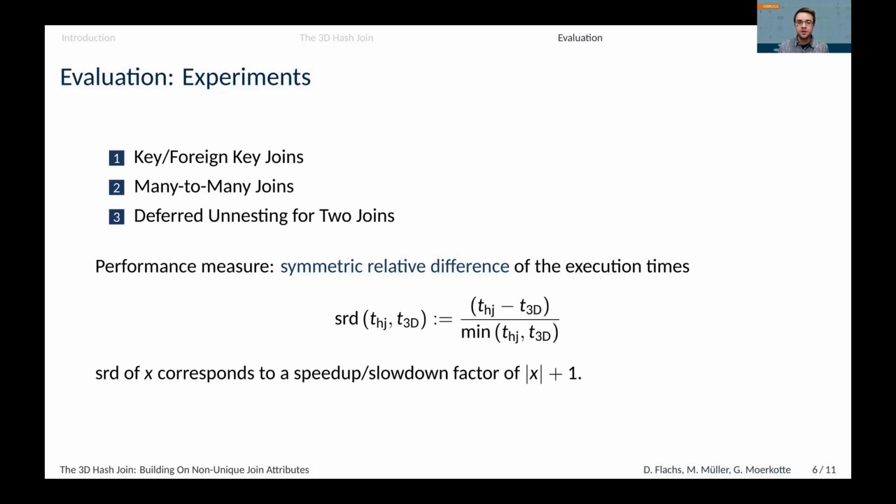It is a signed measure where a positive number means that the 3D hash join is faster, and a negative number indicates that the standard hash join performs better. Note that an SRD value of x means a slowdown or speedup factor of the absolute value of x plus 1.